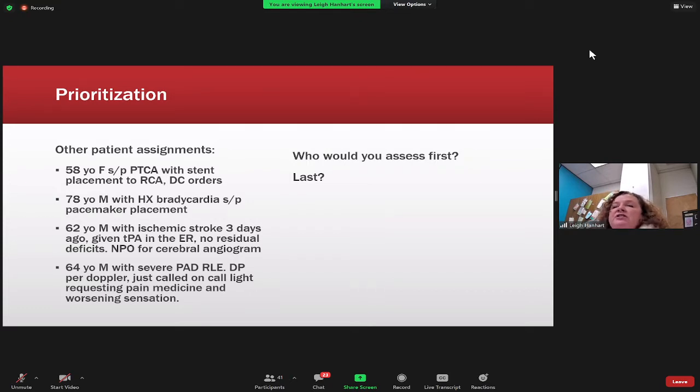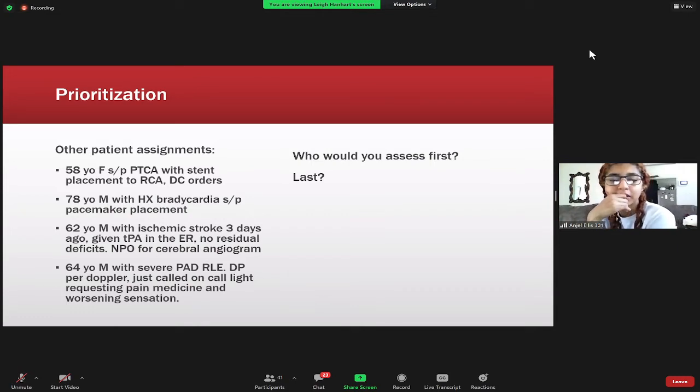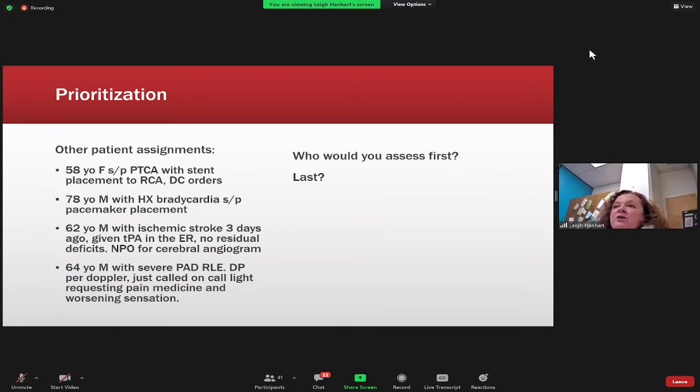So when you look at these patients, in addition to Mr. Williams that just came up from the ER, who would you go and assess first? The 64-year-old male. Yeah, so when we're looking at priorities, who are you going to go see first? We're looking at who's in the most distress, okay? We can see that he just called. We know that he has diminished blood flow to his right lower extremity, and we know that our concern for this patient is that he could potentially lose blood flow. So usually if they're calling up requesting pain medicine, and if they're claiming worsening sensation, I'm concerned that this patient may have lost their pulse, okay? So that's going to be my first one.